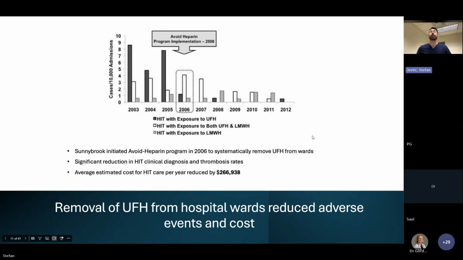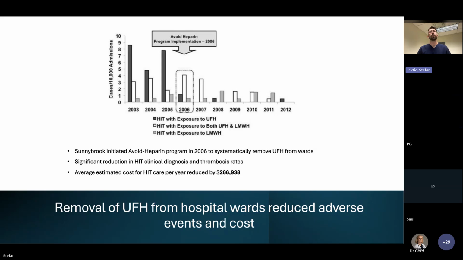And so all of this ultimately led Sunnybrook to conduct a QI initiative that they called Avoid Heparin. This was really a great project led by Rita Selby, where they said in 2006, we're going to remove all heparin products from the ward. The only locations in the hospital where you can get access include dialysis patients or in the cardiac ORs. And what they looked at, so their outcome wasn't necessarily bleeding or clinical outcomes, but really the risk of developing heparin-induced thrombocytopenia and the impact that has on patient care.